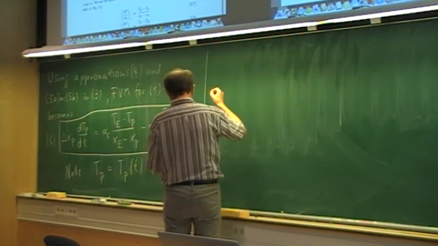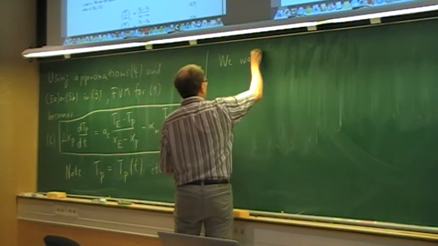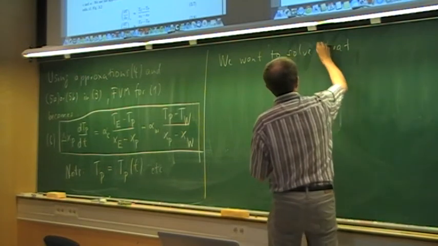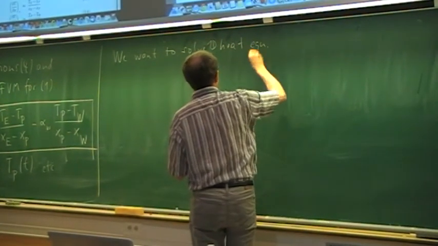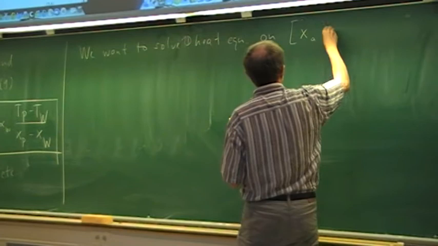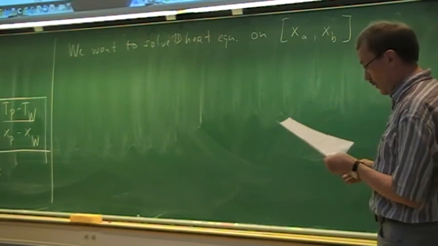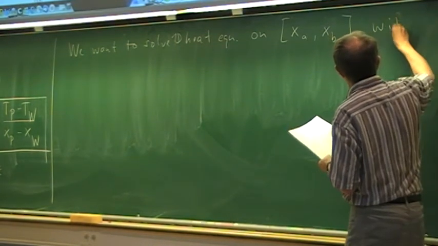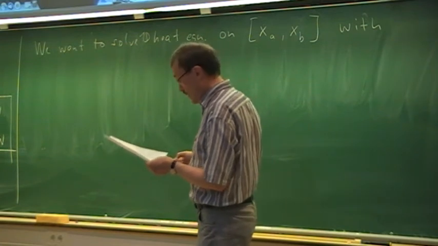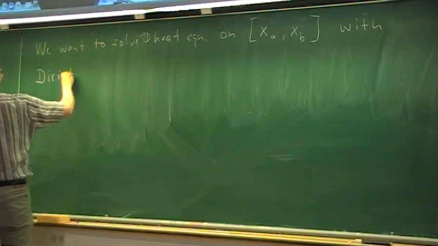So first of all, we want to say what we want to do. We want to solve the heat equation on an interval that we call XA, XB. Those will be the end faces of this rod. It will also be done like we already do now for the exact solution in exercise 1. We will do that similarly for the numerical solution. We will use so-called Dirichlet boundary conditions.